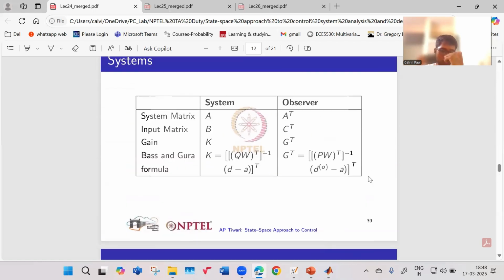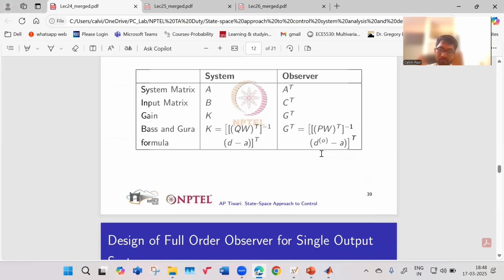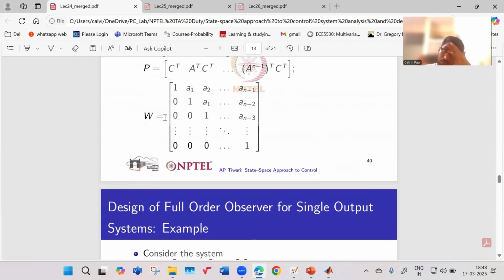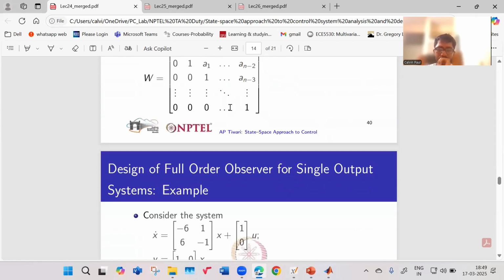So your P is your observability matrix, and your W is given by 1, a1, a2, ... a(n-1), 0, 1, a1, ... a(n-2), etc. So this is another way of doing it, right?